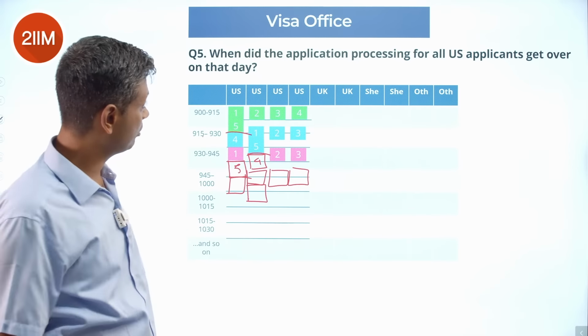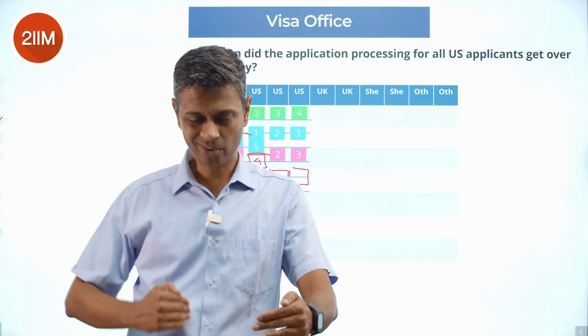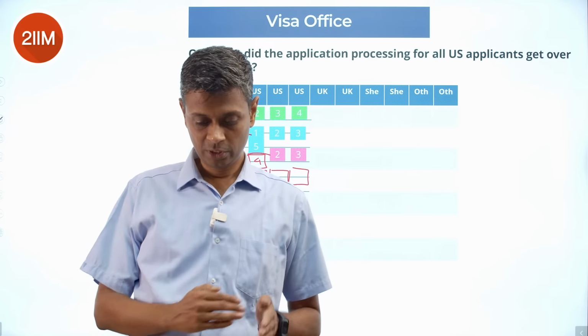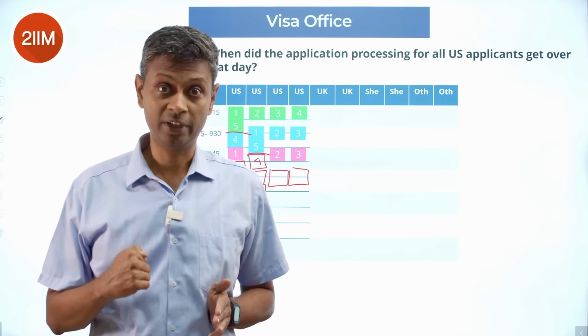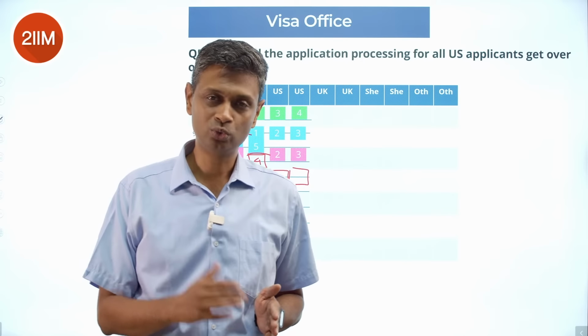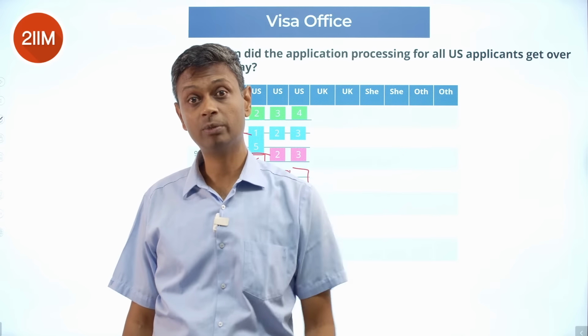So when did the application process for all applicants get over that day? 2:05 p.m. The final slot ends at 2 p.m. 5 people would have come at 1:45. 3 of them will finish by 1:55. 1 guy will finish at 2. One counter alone will finish at 2:05. So all applicants will end at 2:05 p.m.